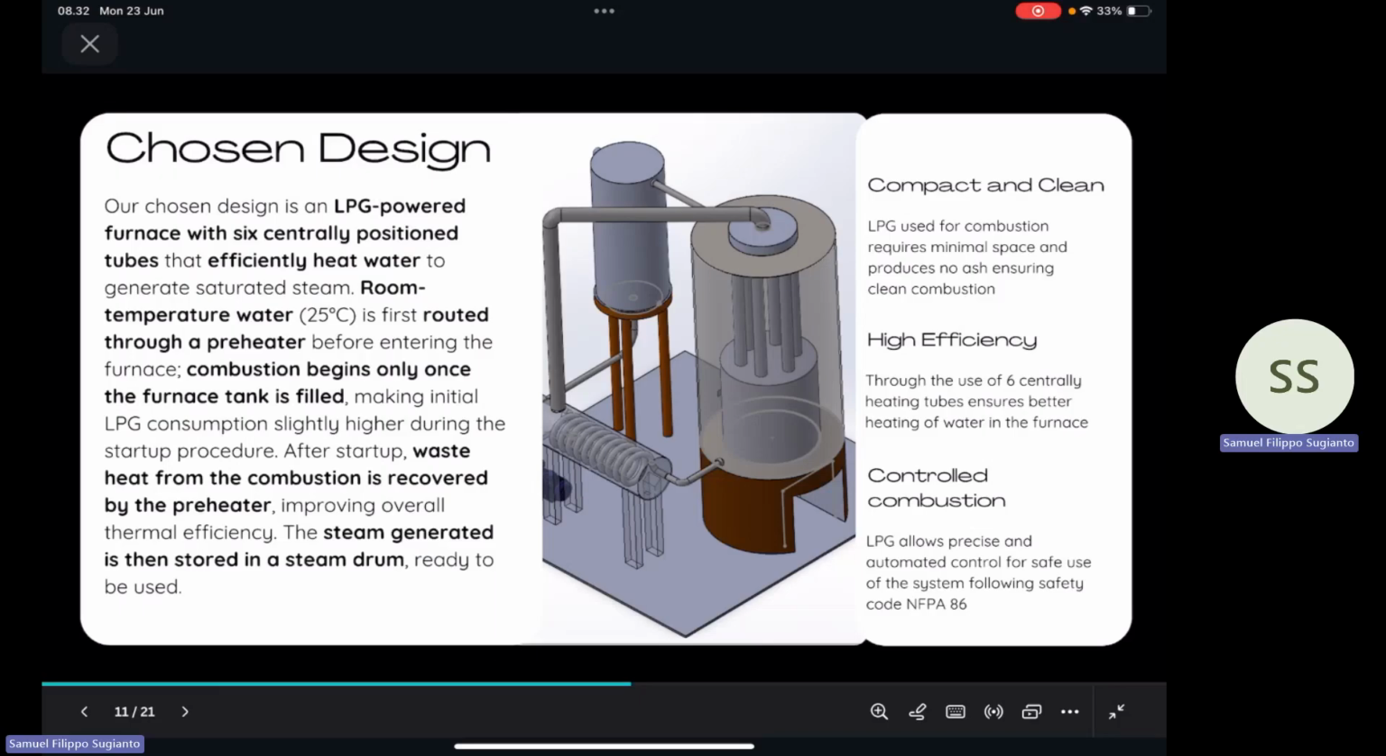So our design is compact and clean. The LPG has minimal ash content and high efficiency. Because of the six centrally placed tubes in the furnace, which can evenly heat the water and control combustion, LPG allows precise and automated control for safe use of the system, following the safety code of NFPA 86. So there will be fewer risks of negligence.